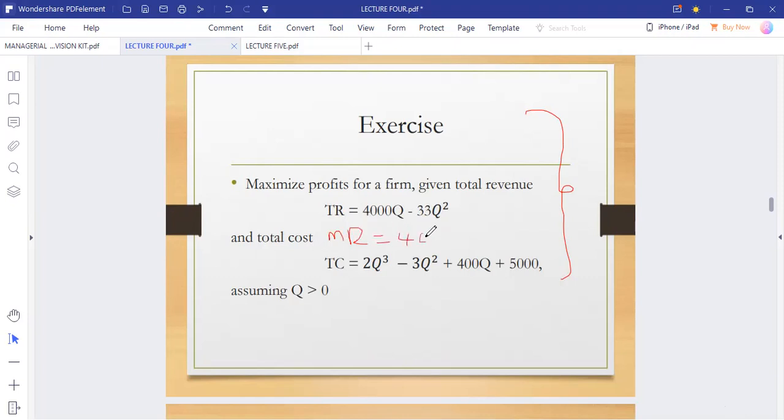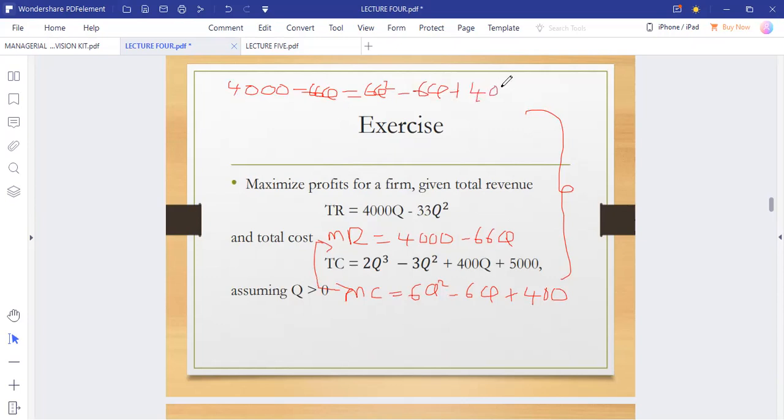MR will be what? 4,000 minus 66Q. 4,000 minus 66Q. Excellent. Here, our MC. What do we get when we differentiate? 6Q squared minus 6Q plus 400. What happened to this constant? It drops out. We equate these two. All right. We're going to say 4,000 minus 66Q is equal to what? 6Q squared minus 6Q plus 400.